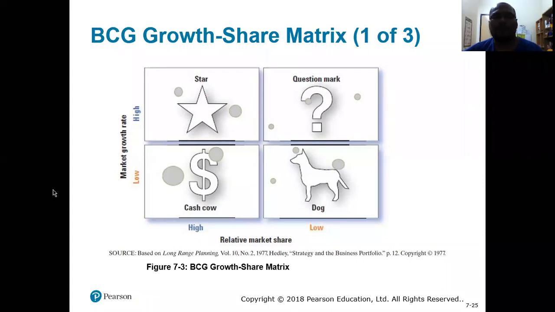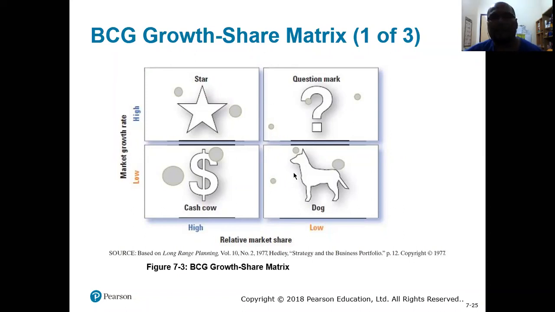As you can see here, the BCG matrix consists of two dimensions. The first dimension is the market growth rate, from low to high. The second dimension is the market share, from high to low. So from these two dimensions, we get four quadrants, four categories.